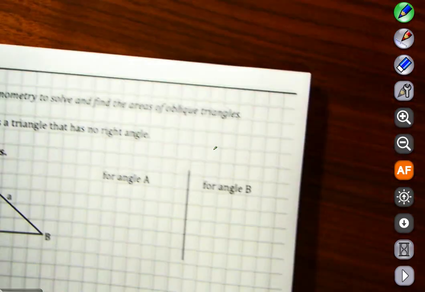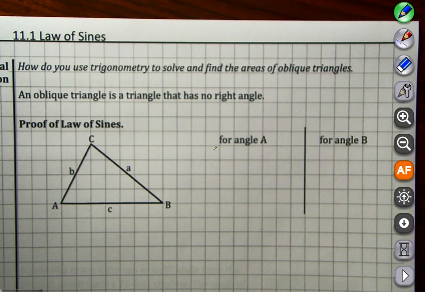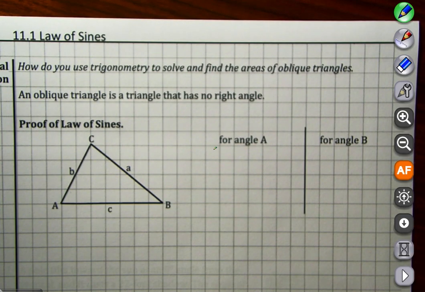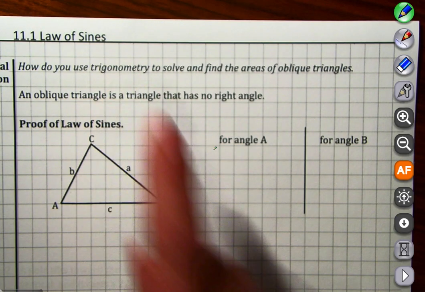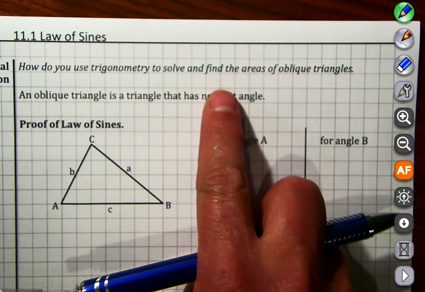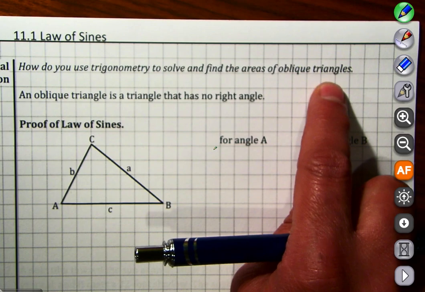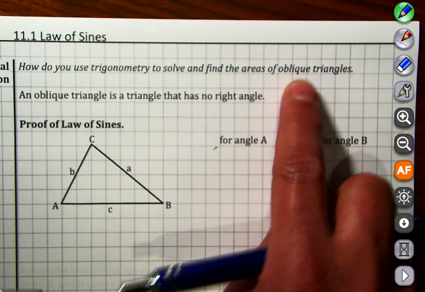Today we're going to move over to chapter 11. We are going to cover the law of sines. How do you use trigonometry to solve and find the areas of oblique triangles? So we're going to solve oblique triangles and we're also going to find the area.